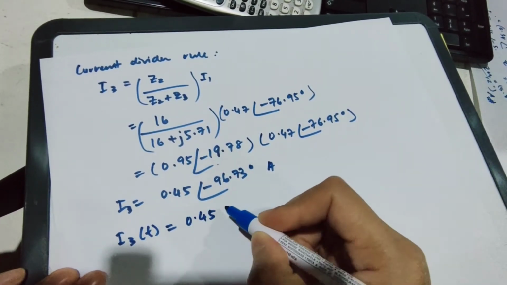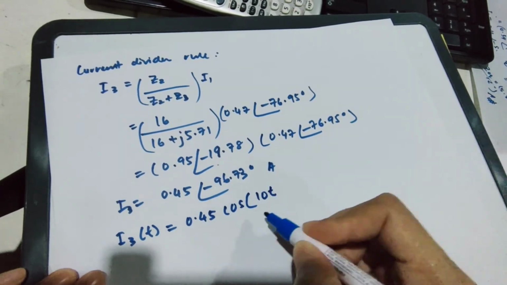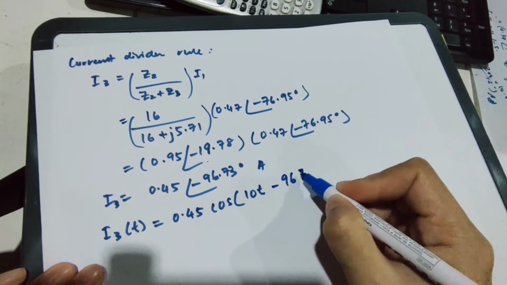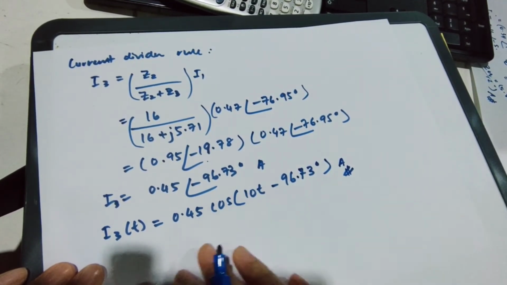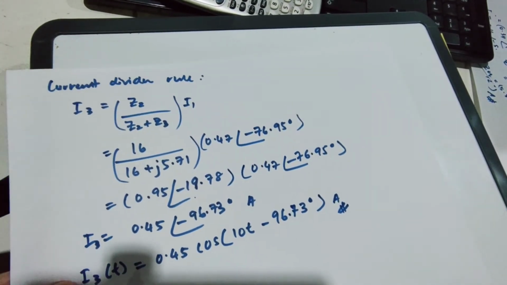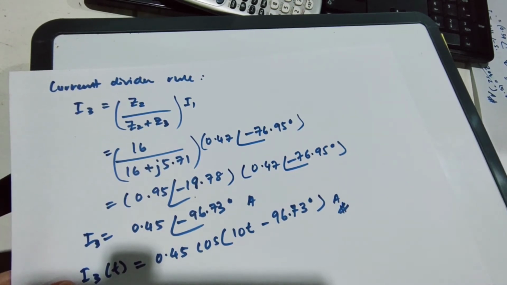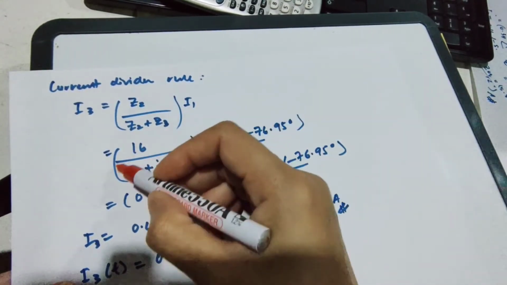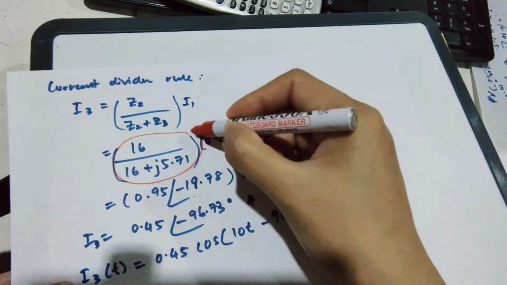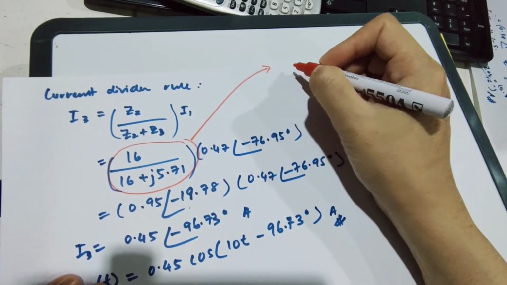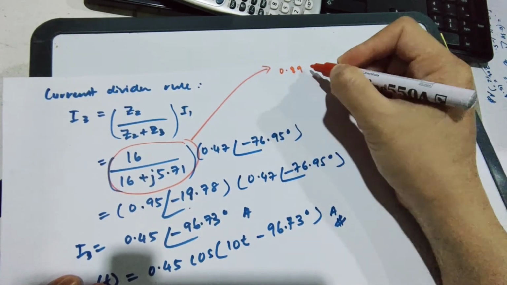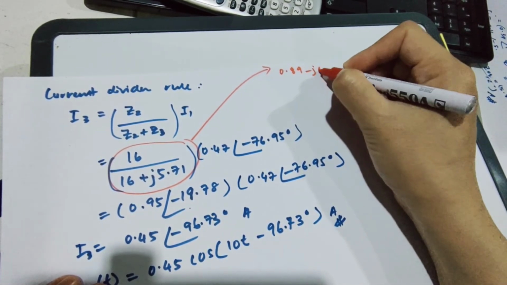So 0.545 cos 10t, where 10t is omega t, and this will be negative 96.73 ampere. So this is I3. Okay, just saya nak betulkan yang lecture hari tu. So this is a complex number. I try to count this one here. You solve this, you will get something like this: 0.89 minus j 0.32.